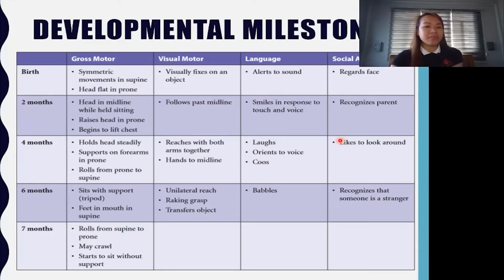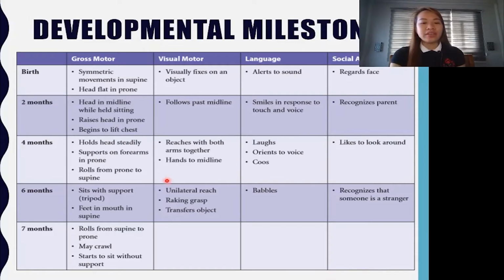So at 6 months, what they can do is they sit with support. So pag halimbawa nakaupo ako, when you say support, meron pa siyang tripod position na nakaganyan. So they have to support their body steadily at 6 months. Feet in mouth when they are in supine position. So yung paa nila, they put it in their mouth. So they can do that already at 6 months. So when you see a child doing that, 6 months na siya, okay?